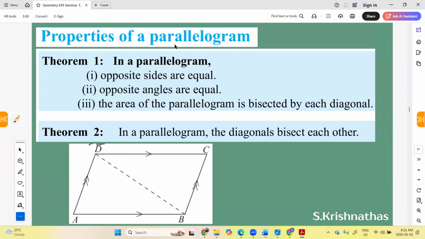But students, the converse theorems are also there. In a quadrilateral, if opposite sides are equal, it is a parallelogram. Opposite angles are equal, it is a parallelogram. Diagonals bisect each other, it is a parallelogram. These converse theorems are also there. Okay. How to prove that, students?